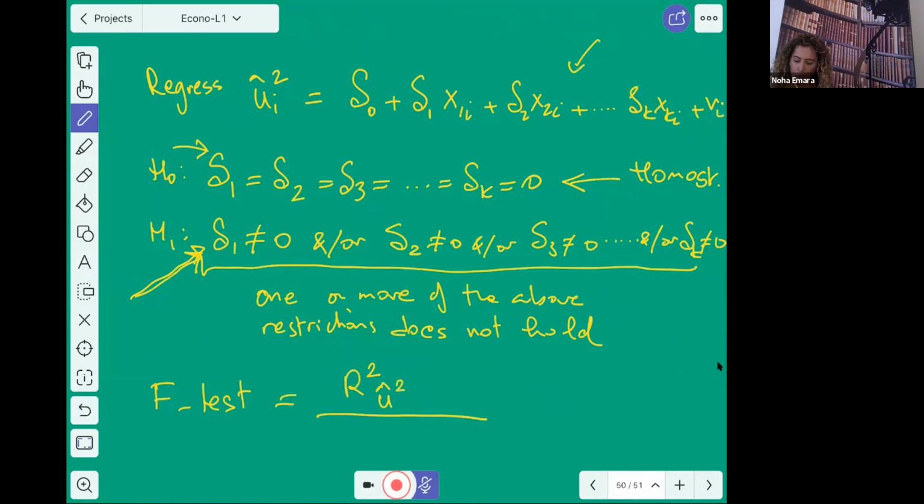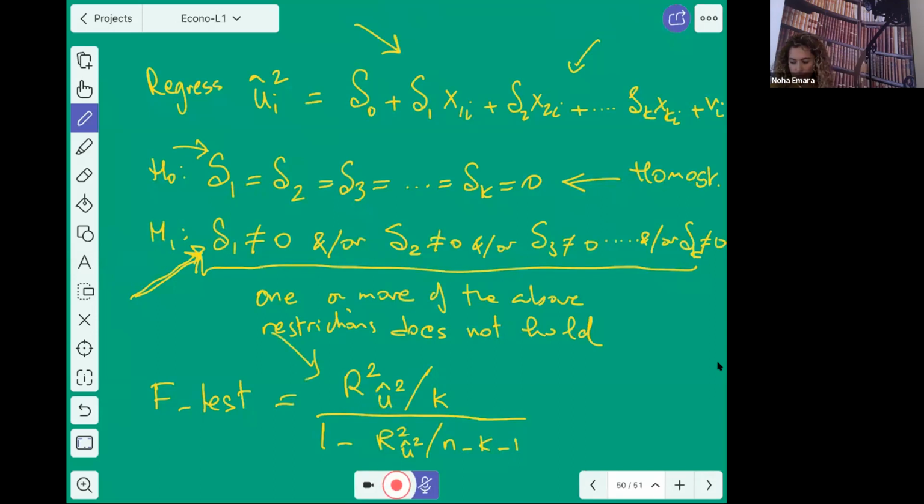divided by 1 minus R square of this model, which is U, and adjusted with degrees of freedom. Let's say I have K coefficients under the null, and here I have sample size minus the number of coefficients minus 1 for the intercept. You don't have to memorize it, of course, but you should know how it's computed. So you get the R square of this regression, and it's computed based on this formula here.